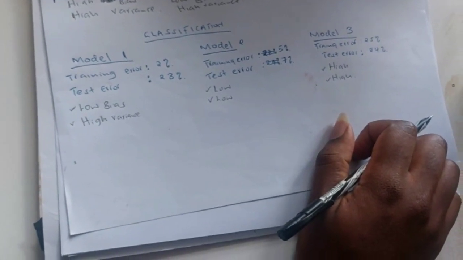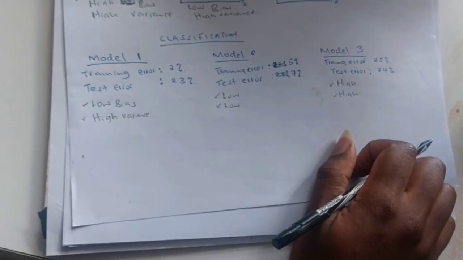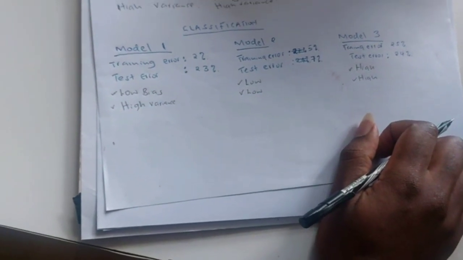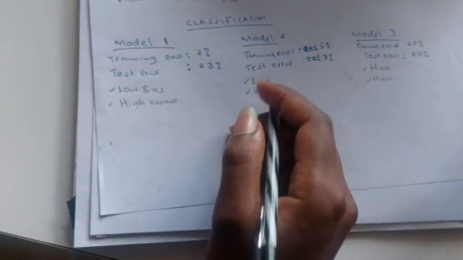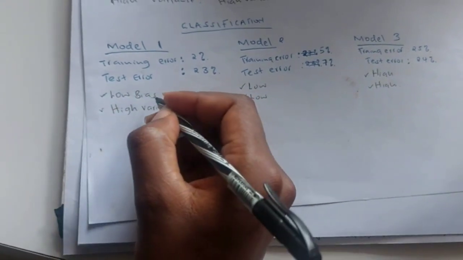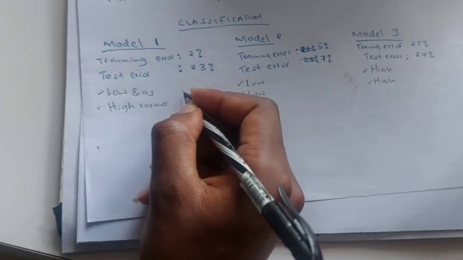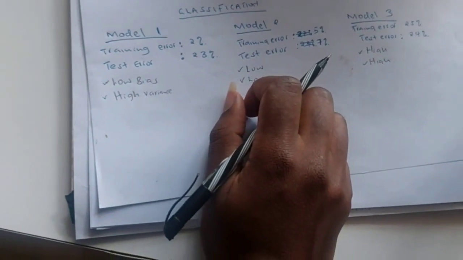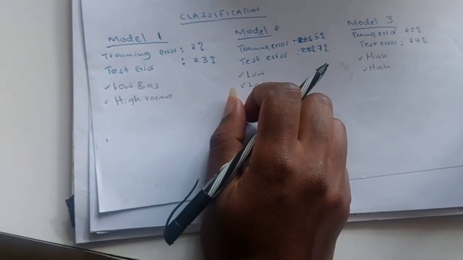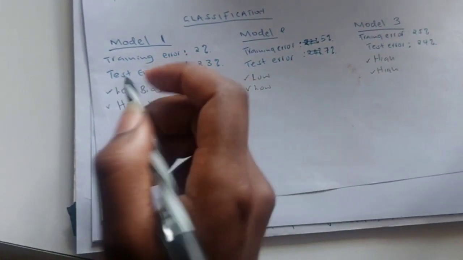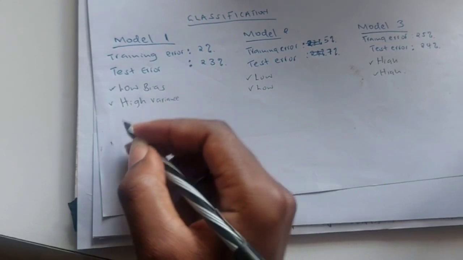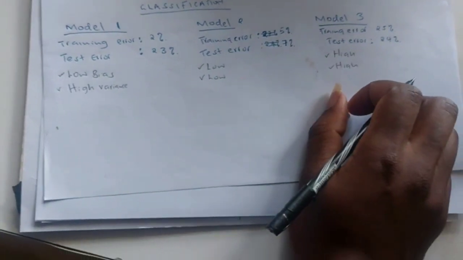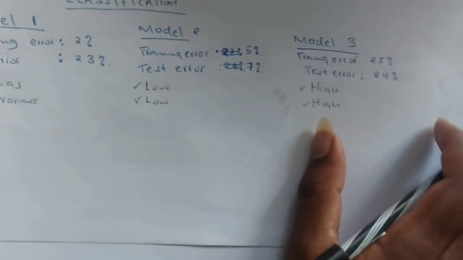So in model 1, it has a training error of 2% and a test error of 23%. A training error of 2% is a very low error. Since it's a very low error, we'll say that it has a low bias. A low bias means a low error in the training dataset, as we have seen. And a high variance is an error of the test dataset. Since it has a high error of 23%, we'll say that it has a high variance. Okay, let's go to model 2.